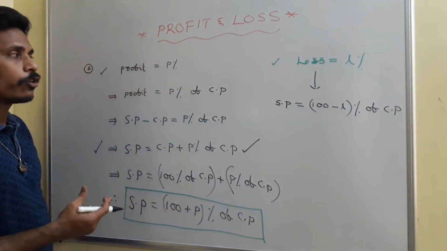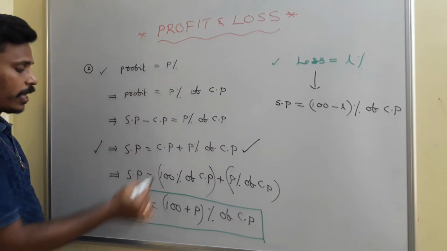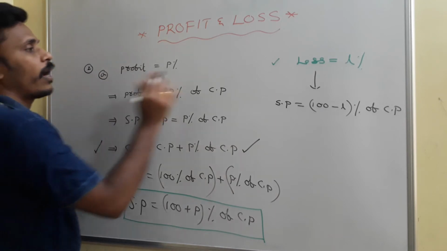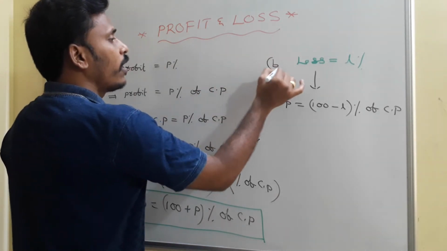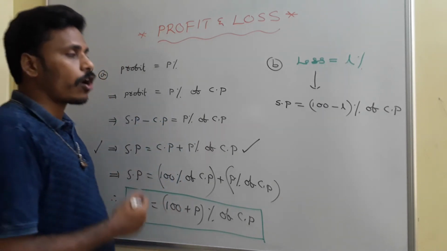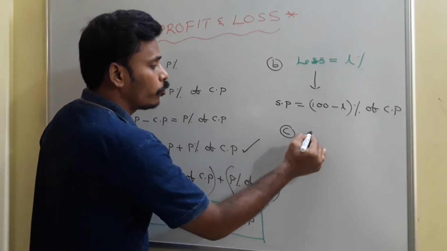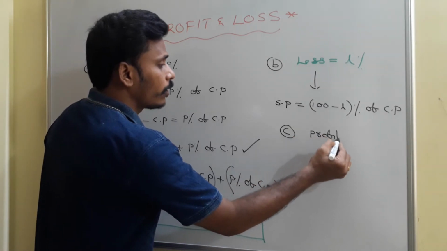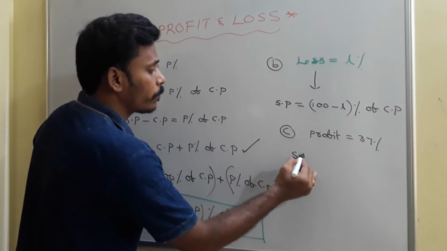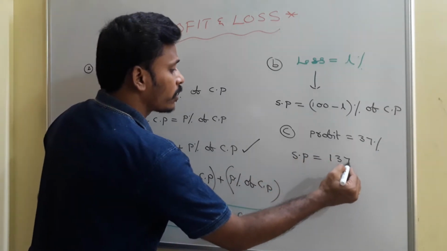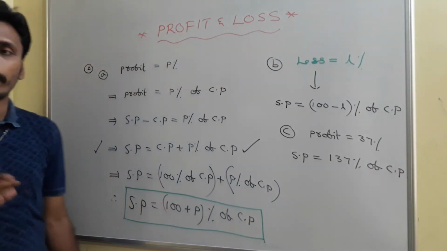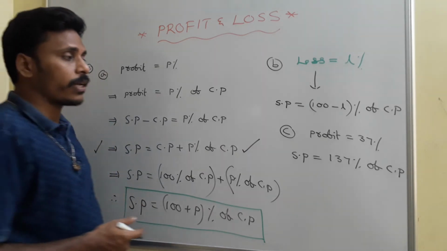Once again, just have a look. If there is a profit, then selling price is 100 plus P percent of cost price. Take it as A, 2A, and take it as B, 2B. What is 2B? If loss is L%, then selling price is 100 minus L% of cost price. So if I gave you profit is equal to 37%, then we need to write that selling price is 137% of cost price. That's the direct relation between selling price and cost price.